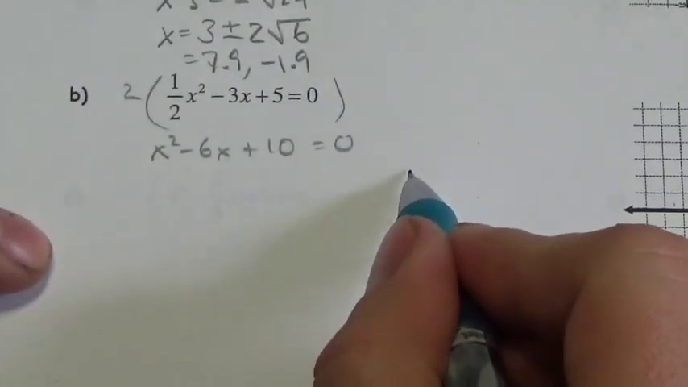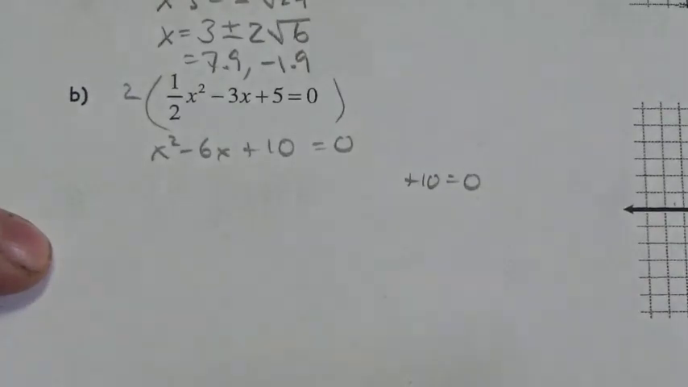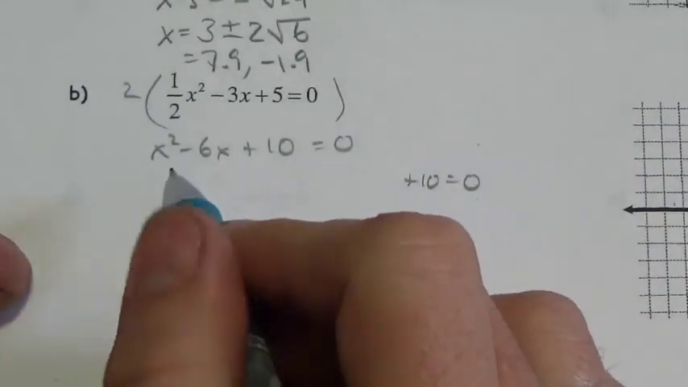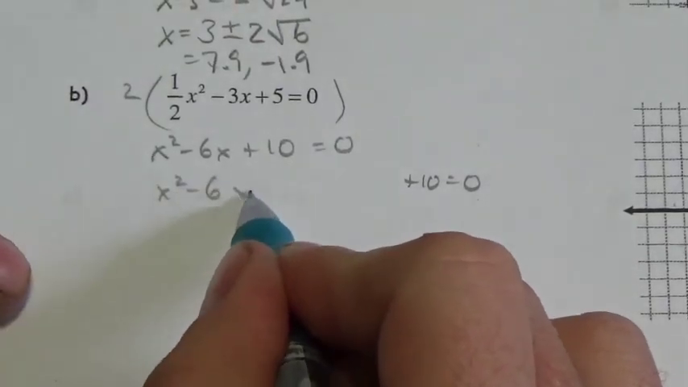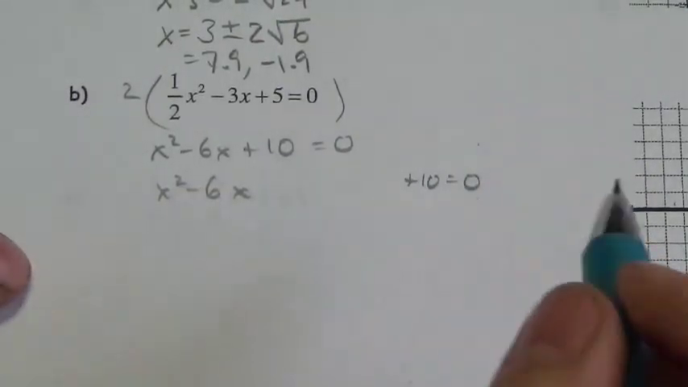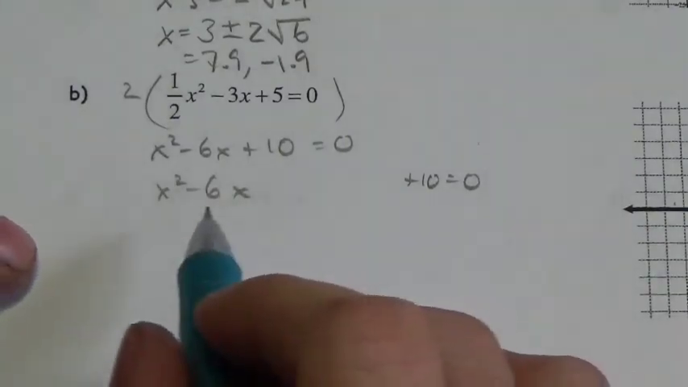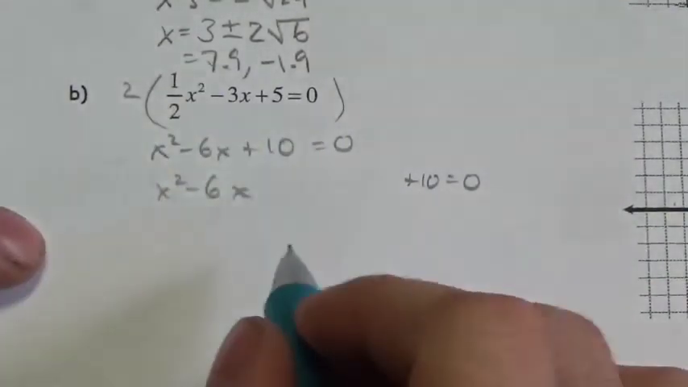So now, just like I did before, I'm going to move that positive 10 out of the way, and I'm going to leave this x squared minus 6x over here. Now, in exactly the same way, I'm going to complete this square up top here.